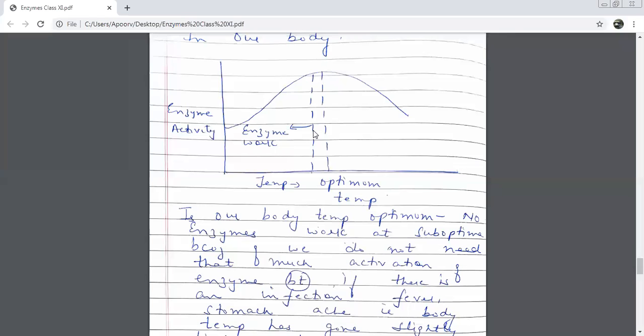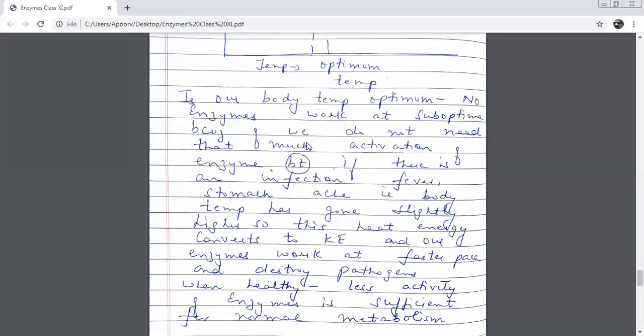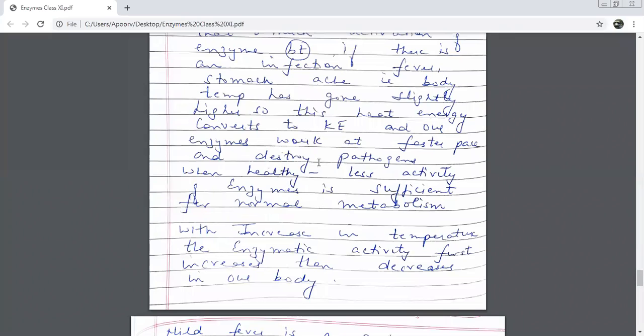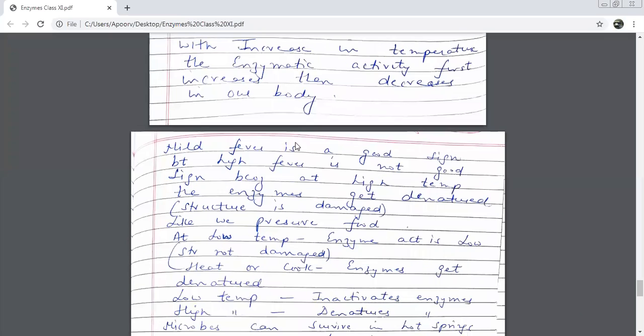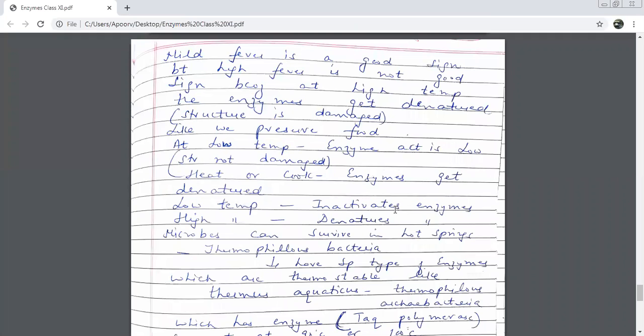Yes, exactly. And when we have some pathogen which enters our body, or there is a stomach infection, we feel feverish, so body temperature rises, and enzymes reach which cardinal point? Optimum cardinal point. So they become more active and they will destroy the pathogen. So mild fever is a good sign, but why is high fever not a good sign?